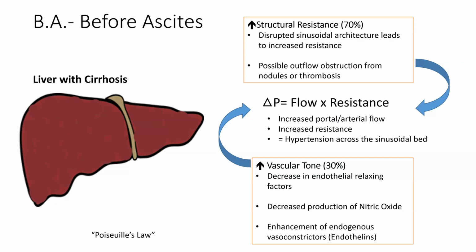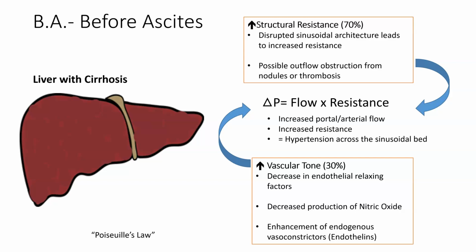At the top there, you'll see the dominant mechanism, which is increased structural resistance. The increased structural resistance comes from disrupted sinusoidal architecture due to the fibrosis and inflammation associated with cirrhosis, along with the architectural remodeling. And you can possibly also have outflow obstruction due to regenerative nodules, compressing veins, or thrombosis. But in addition to this, you also have an increased vascular tone.